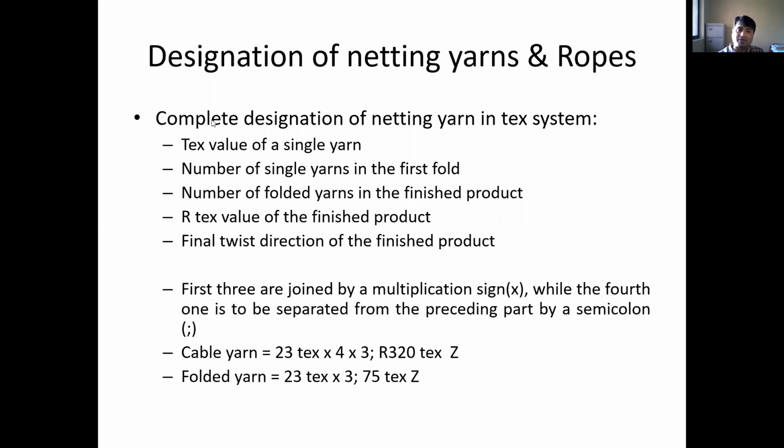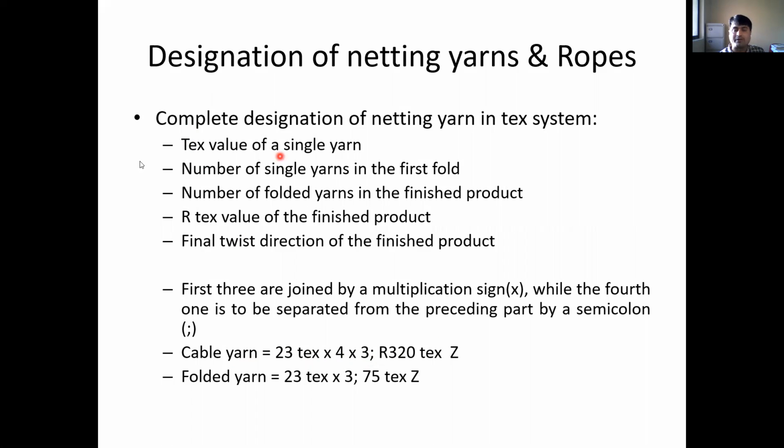So for that, first we have to put a text value of, suppose, cable knitting yarn. We can see this example here. Wait, here you can see the cable yarn: 23 tex, then 4, 3. Okay, first here you go, then you will understand.